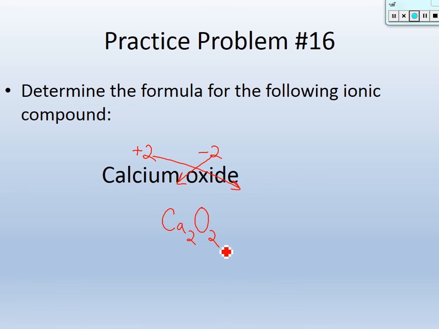Now, I want to point out, this is an important point. The crisscross method works great, but after you do it, you should always ask yourself, can it be reduced? Can the numbers be reduced? Can 2 and 2 be reduced? Yeah. By reduced, I mean, are they both divisible by each other? And the answer is yes. 2 divided by 2 is what? 1. And so both of these can be reduced to a 1, and so it goes to CaO. Okay?